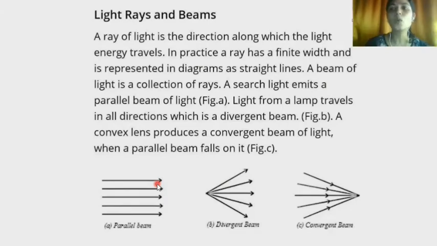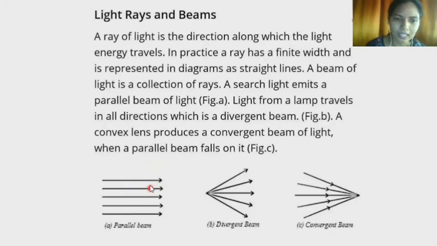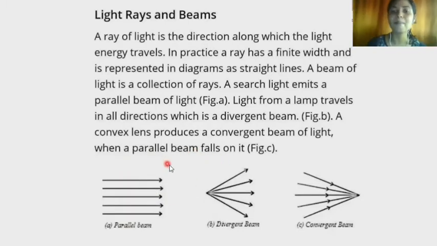Basic. Now, what is a beam? A set of such rays, not a single one, is called a beam. For example, you can see here a parallel beam, isn't it? Here we have 5 rays, specific, isn't it? When I talk about the whole part, I call this a beam because there is a set of rays. So that is the difference between a ray and a beam.